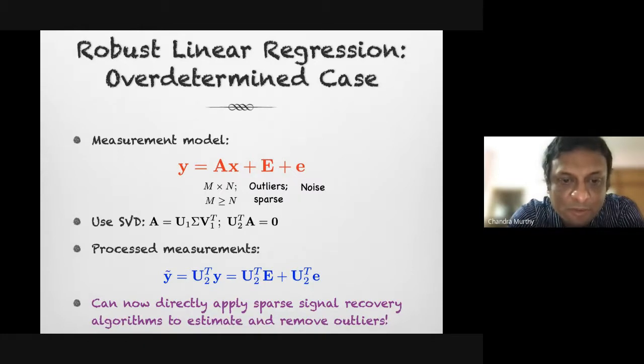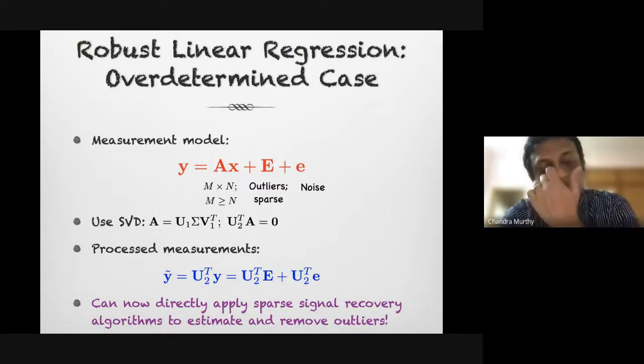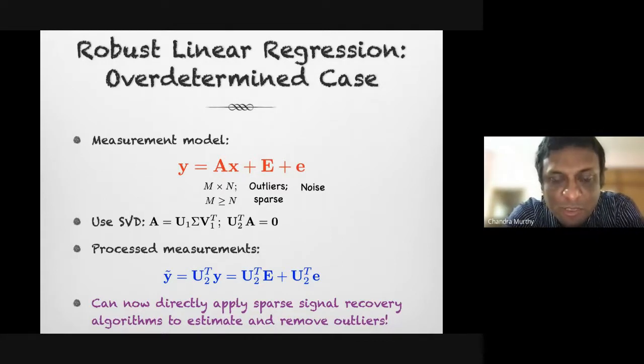Then the orthogonal complement of U1 is represented by U2, which is of size m minus n cross n, and it has the property that U2 transpose times A is the all-zero matrix. So if you pre-multiply your y by U2 transpose, what you get is U2 transpose A x plus U2 transpose capital E plus U2 transpose small e. But U2 transpose A equals 0, so basically your processed measurements will look like U2 transpose capital E plus U2 transpose small e.